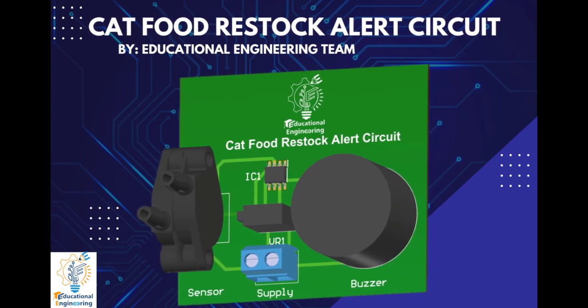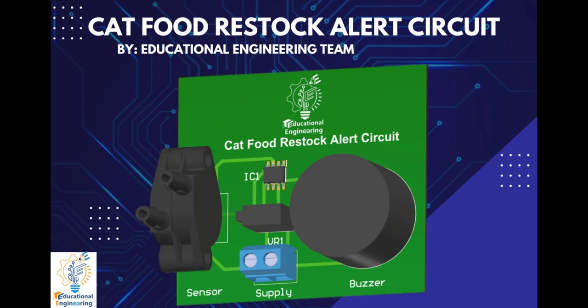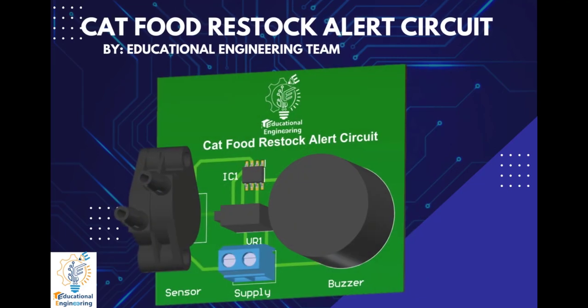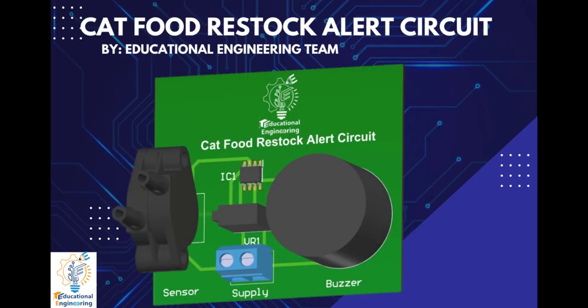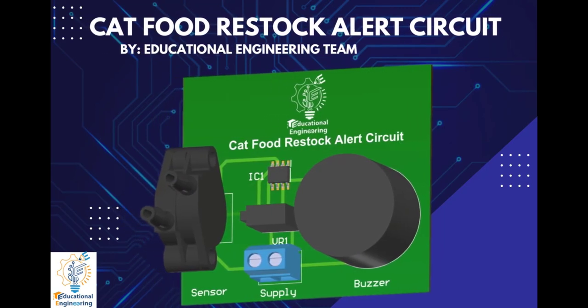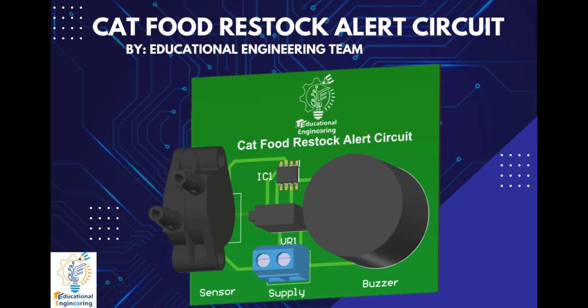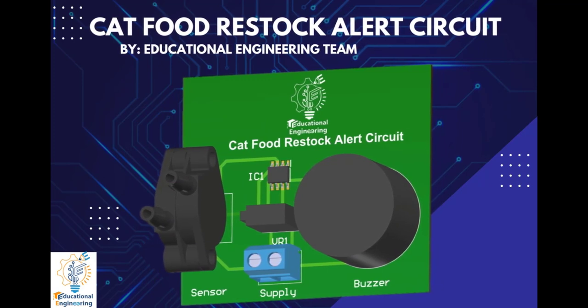This board will work by placing the circuit in the food bowl over the sensor so that the bowl applies pressure over it, and the buzzer will remain active when the sensor detects that the food bowl is empty. So now, let's start designing it in Altium.